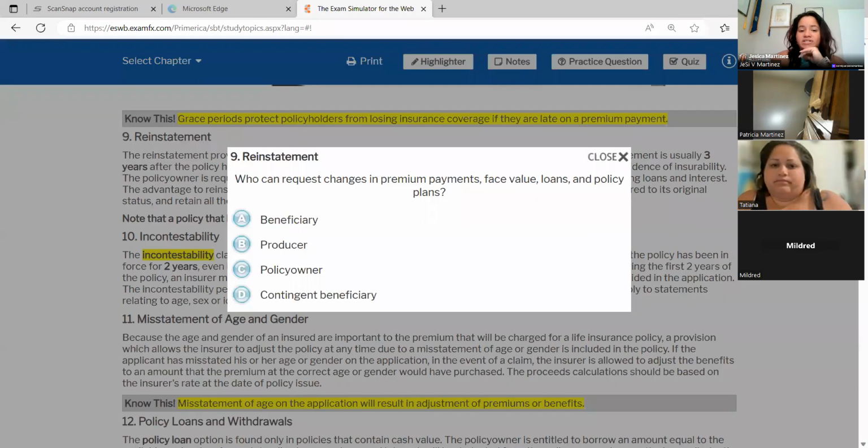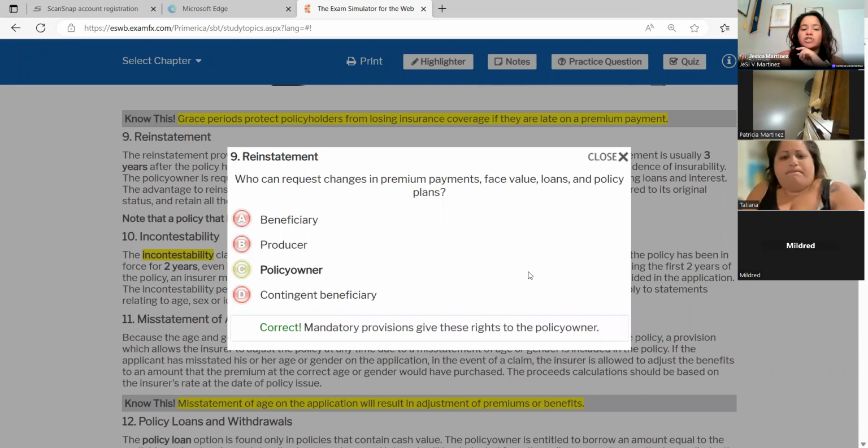Who can request changes in premium payments, face value, loans, and policy plans? Will that be the beneficiary, the producer, the policy owner, or the contingent beneficiary? The policy owner. So which two would you completely eliminate from this question if you were sitting on the test? The beneficiary and the contingent beneficiary. Yeah, A and D.